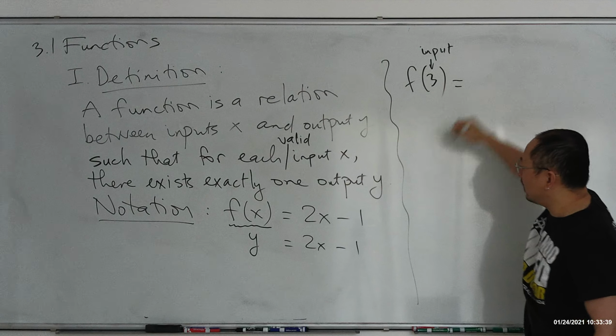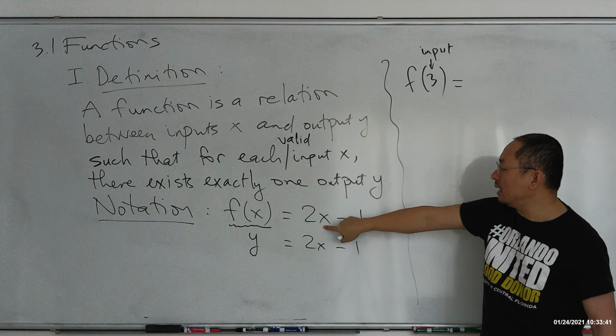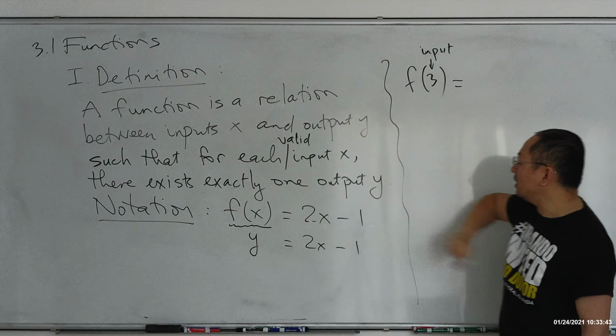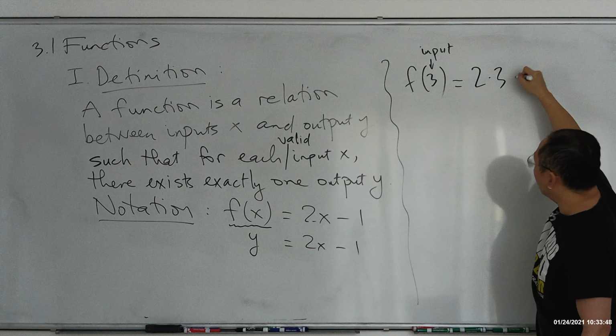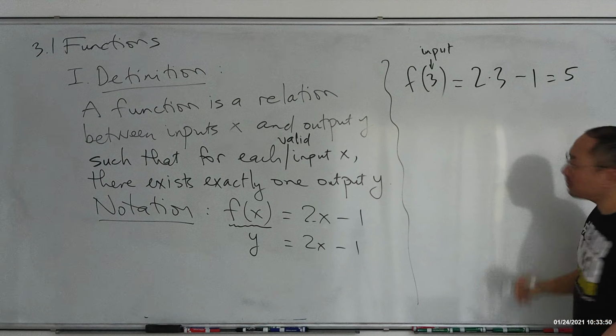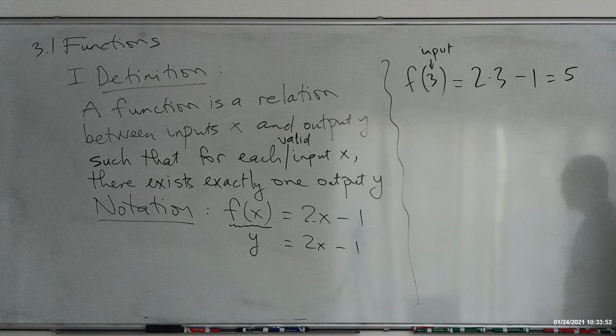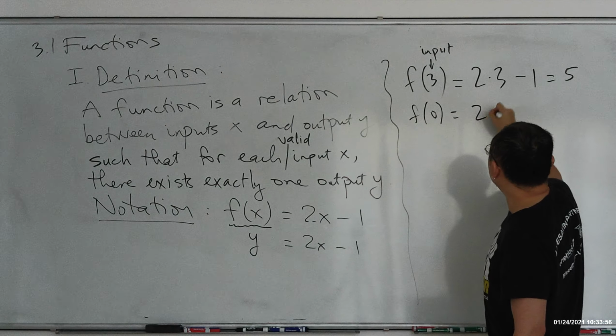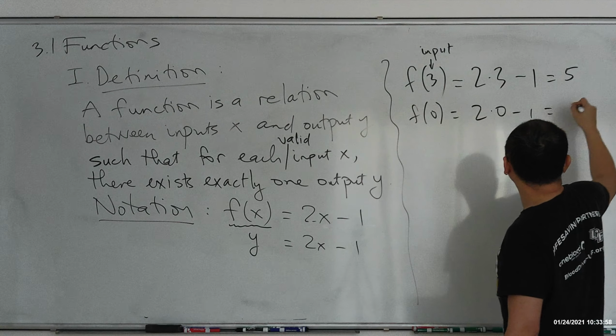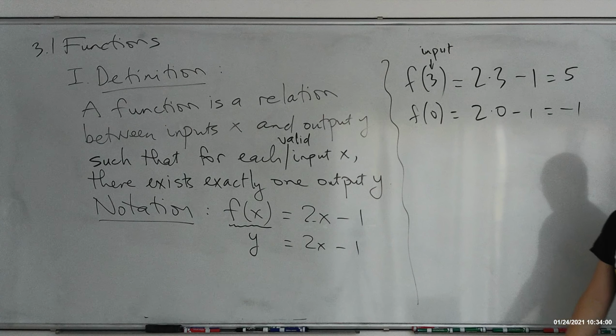The recipe says whenever I get an input x, I'm going to double the x and then subtract 1. So 2 times 3, because x now is 3, and then minus 1. I get 5 coming out. Okay? So I plug in 0. So f(0) equals 2 times 0 minus 1, which is equal to negative 1.